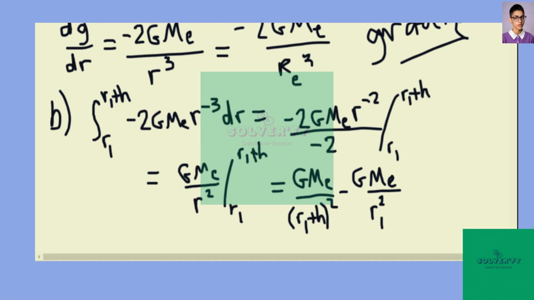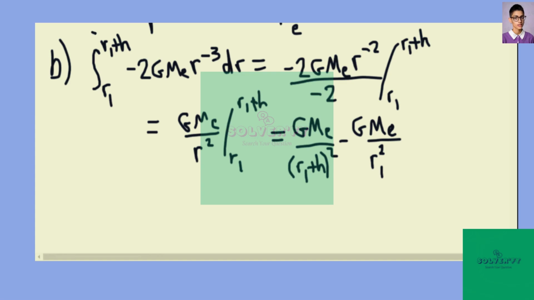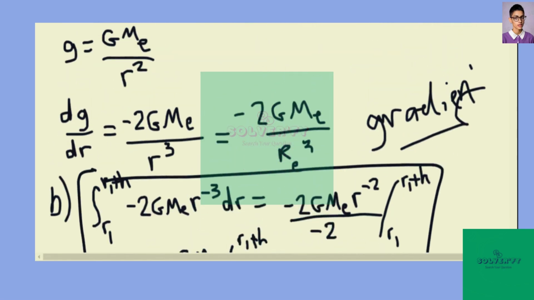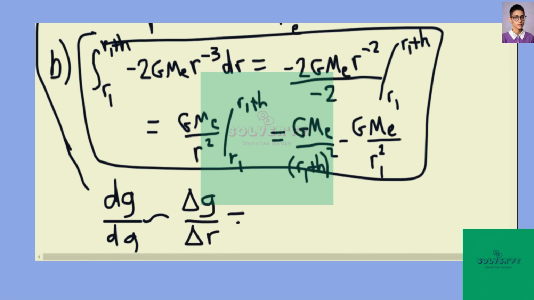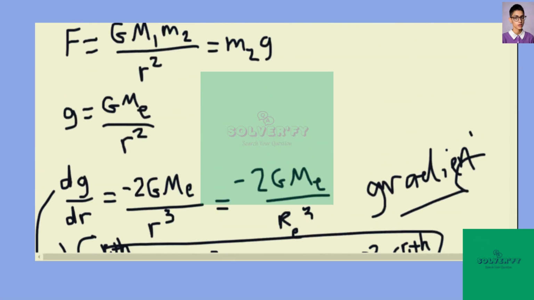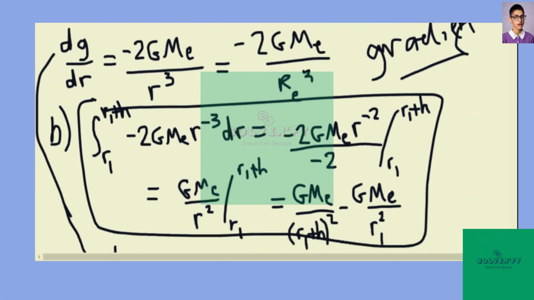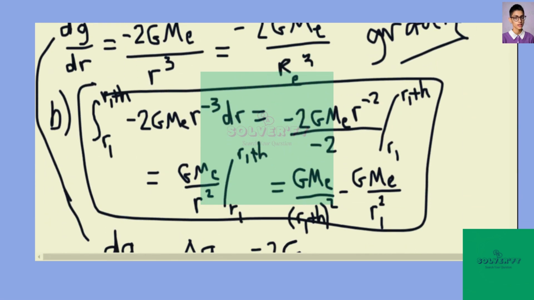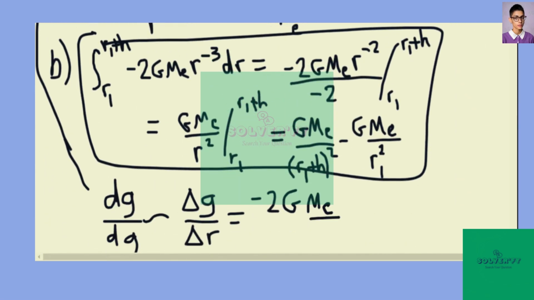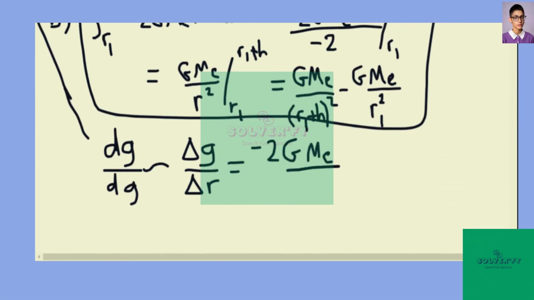And as I'm doing this, I'm thinking that's very interesting, but probably didn't even need to do this, because up here it says dg over dr. Well, dg over dr is about the same as delta g over delta r. And that was -2 G me over re cubed.